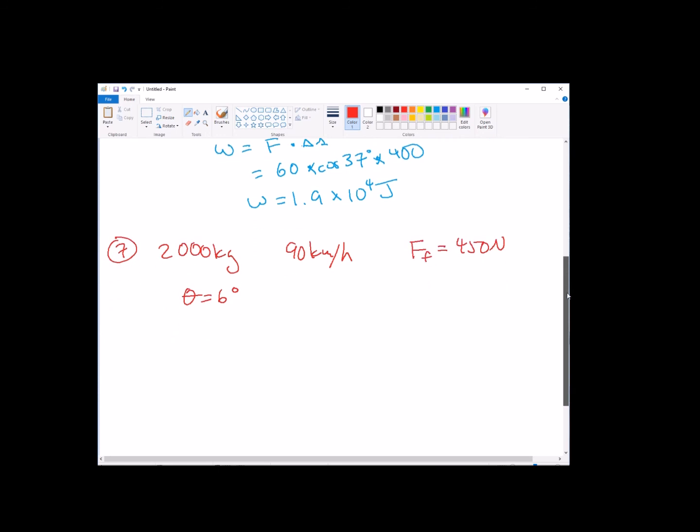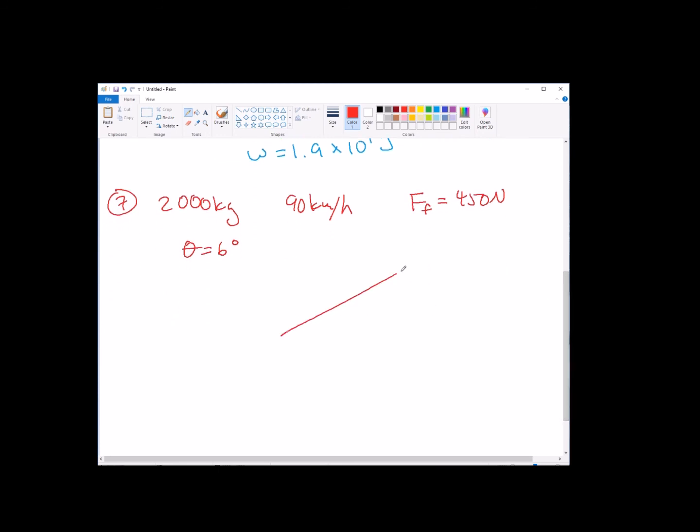So a quick diagram would look something like this. So 6 degrees against is 450. Here's the car. Gravity pulling down would be 2,000 times 9.8. And then the velocity is 90 kilometers per hour. So that's all the information that we are given. On a diagram, represent all the forces acting upon the car.